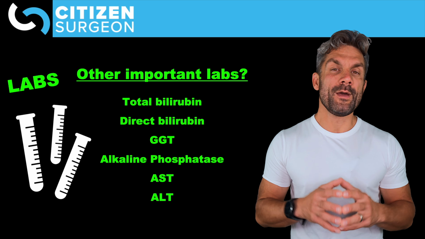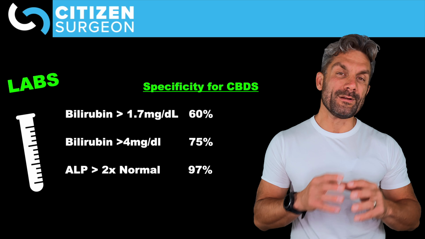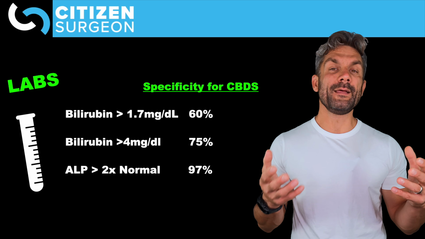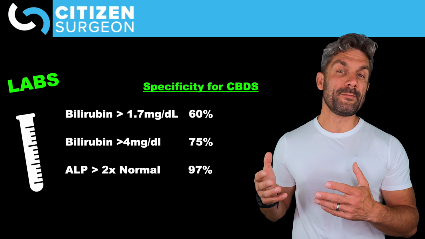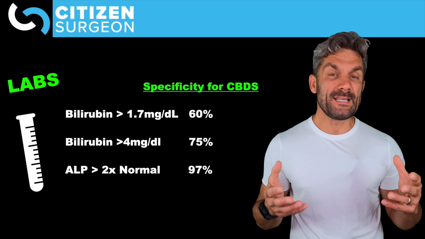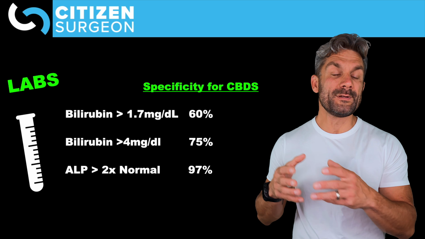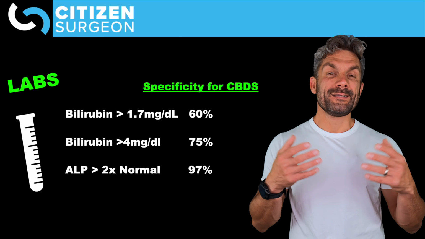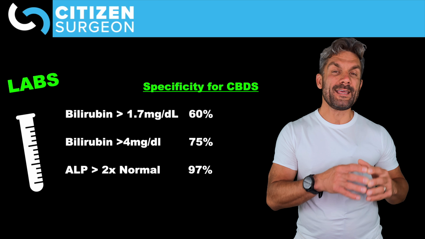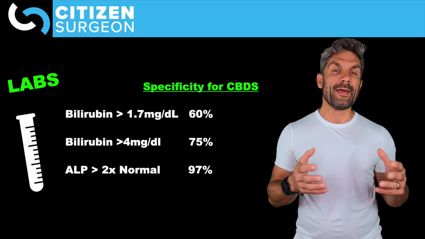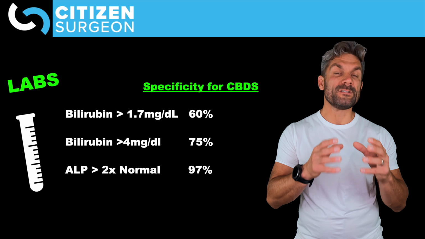Second is bilirubin. Now, I'm going to give some specificity numbers here, looking at levels of bilirubin or levels of alkaline phosphatase and the probability that your bile duct is obstructed. So if the total serum bilirubin level is greater than 1.7 milligrams per deciliter, we're looking at about a 60% specificity when it comes to your bile duct being obstructed. If it's greater than 4 milligrams per deciliter, then we're looking at a 75% risk of the bile duct being obstructed. And your alkaline phosphatase, if this is more than double the upper limit of the normal range, then you have nearly a 97% risk of a stone being in the bile duct.